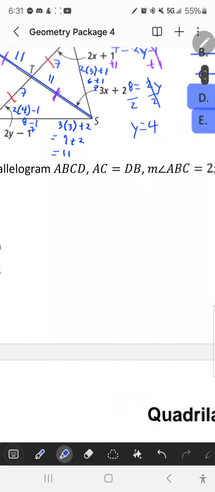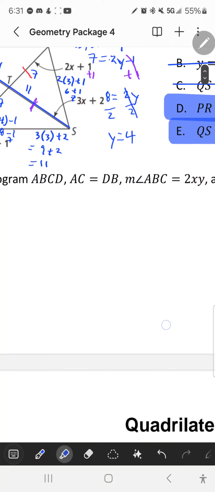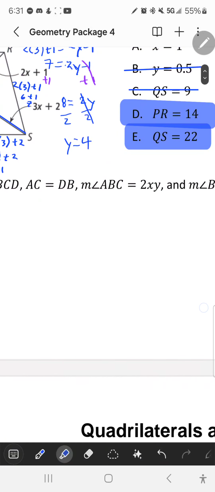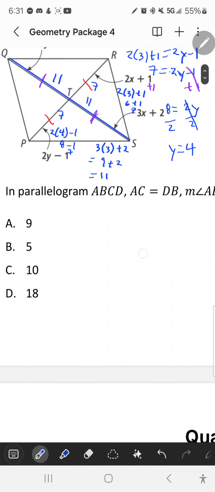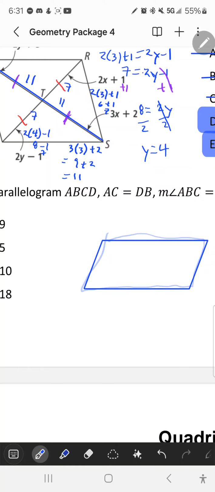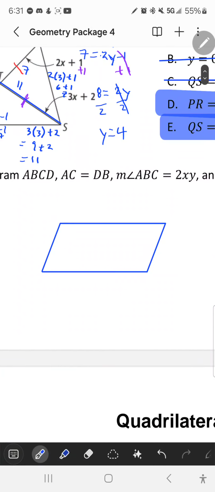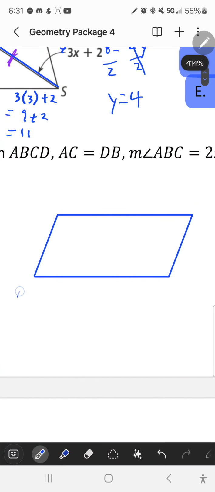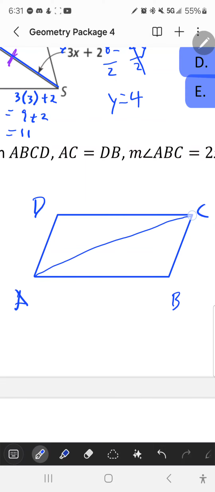Let's see. In parallelogram ABCD, okay, AC is equal to DB. Okay, I don't have the parallelogram here, but let's draw it because I need to visualize it first. Okay, this is a normal parallelogram, the one we can see anywhere. And it is A, B, C, D. And we have AC and we have DB.